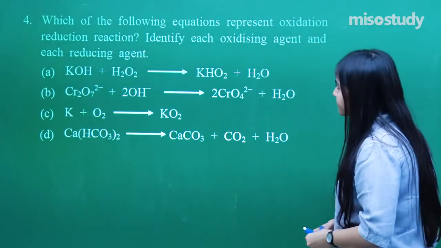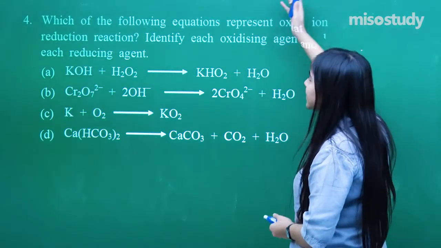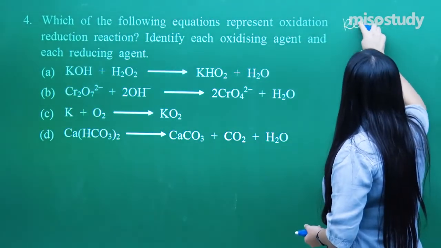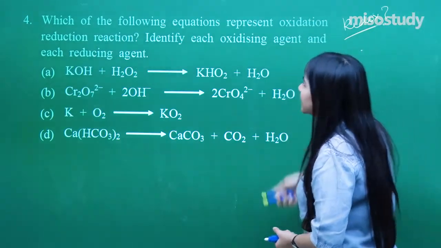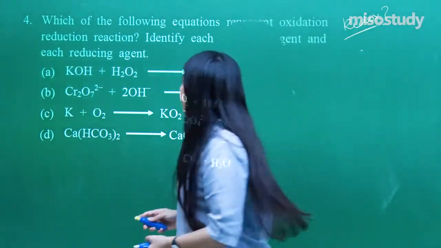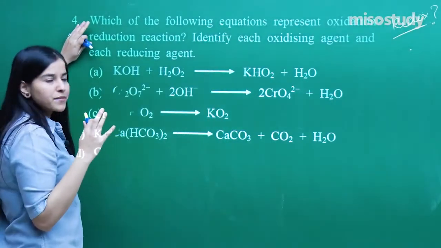Question number 4. Now which of the following equations represent oxidation reduction reaction? So basically I need to find out which one is redox, right? Identify the oxidizing and the reducing agent. Fine? Okay. See here in the very first equation, again we need to go by the oxidation number method.